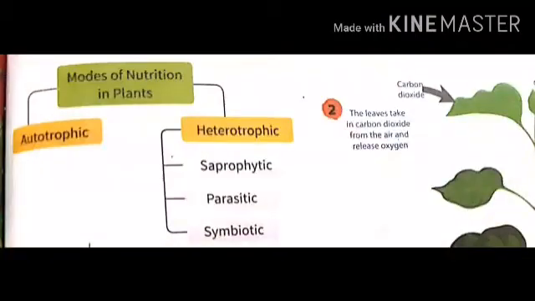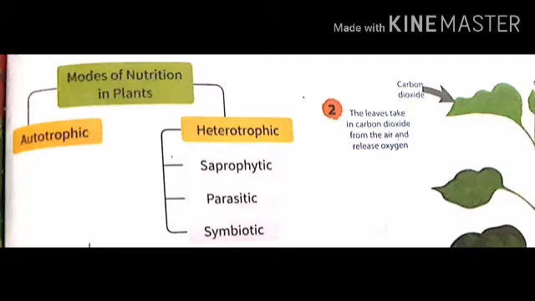So today we will continue with our chapter 11, nutrition in plants. So let's start our topic. As we know, all living organisms consume food. The way in which they consume food, or mode of nutrition, differs. So basically there are two modes of nutrition in plants, autotrophic and heterotrophic. Now heterotrophic can be saprophytic, parasitic and symbiotic. This I will explain to you later in detail.